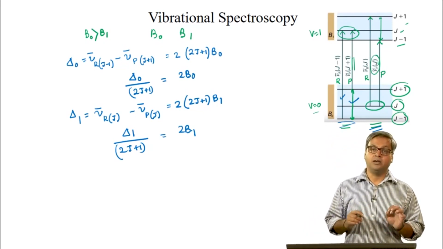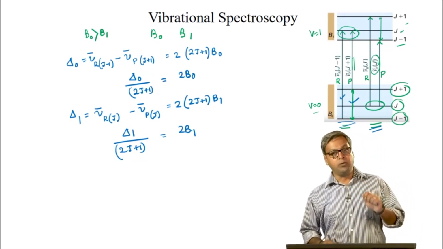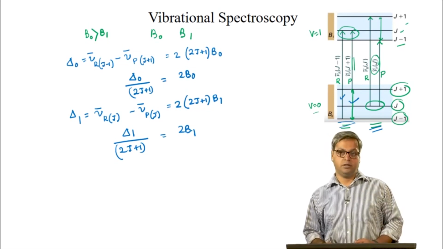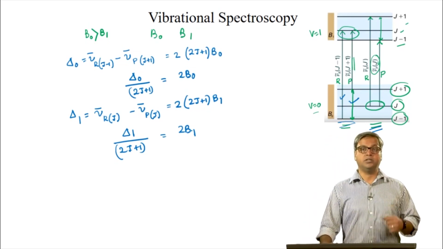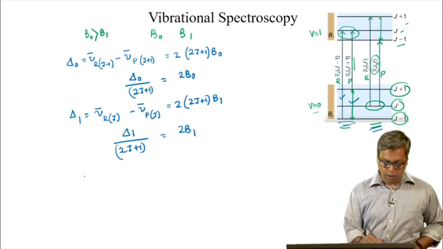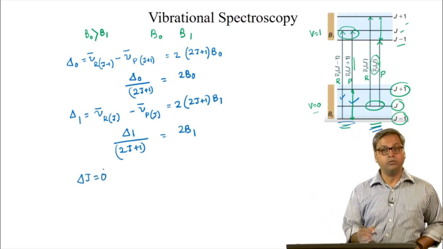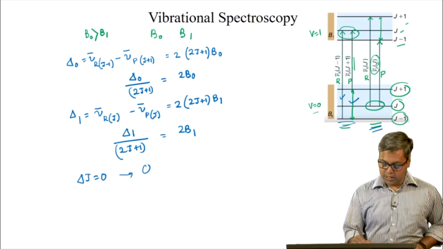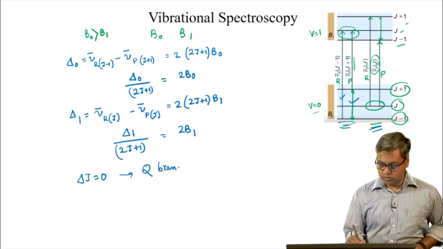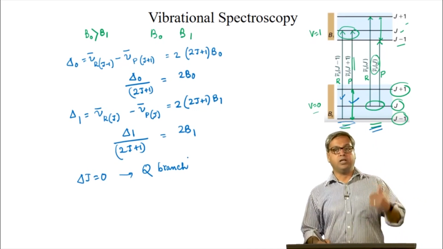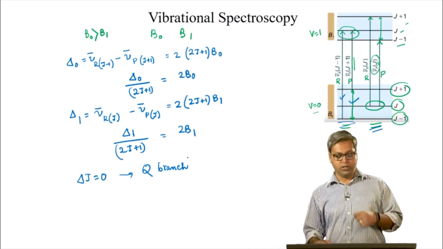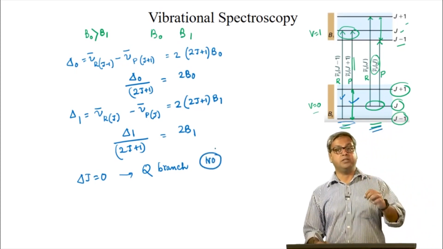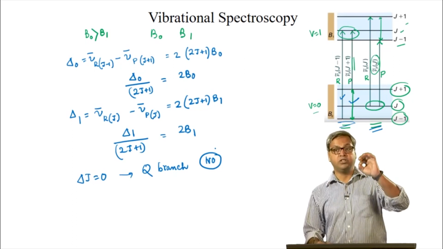In diatomic molecules, we normally get the P and the R branches. There is another branch consisting of all the lines for delta j equals 0, and this branch is known as the Q branch. This branch is allowed for a molecule like nitric oxide or NO and appears at the vibrational transition wavenumber.